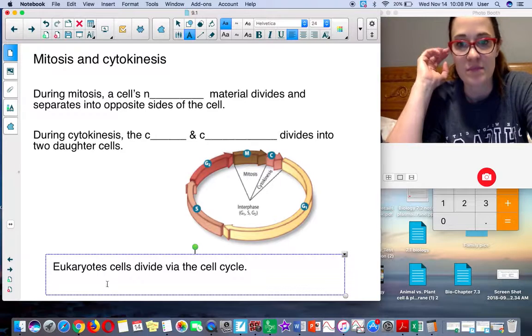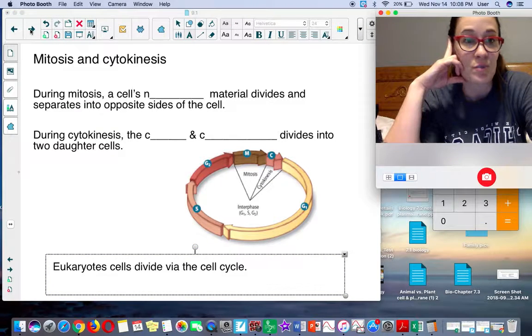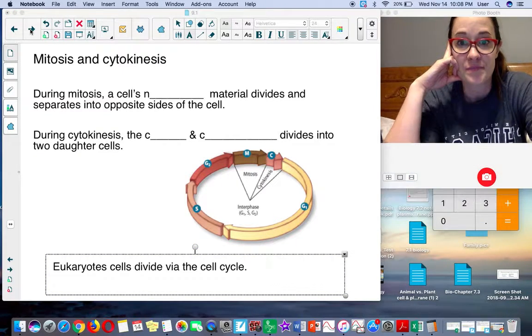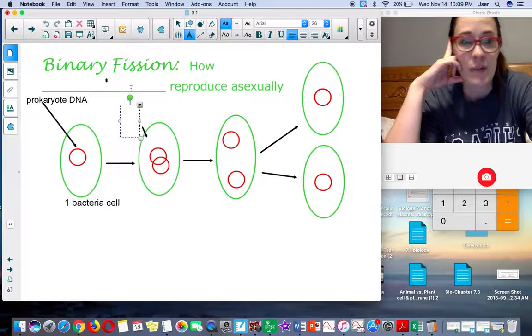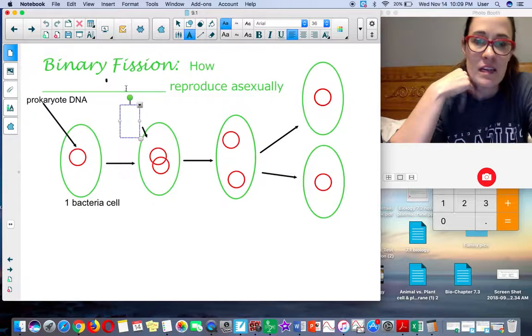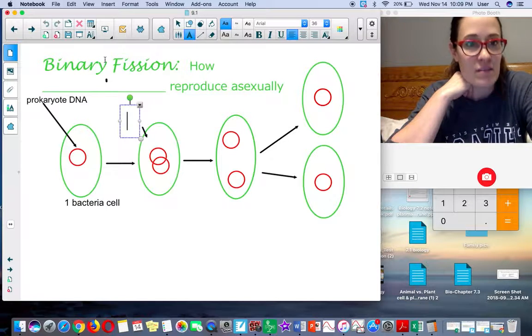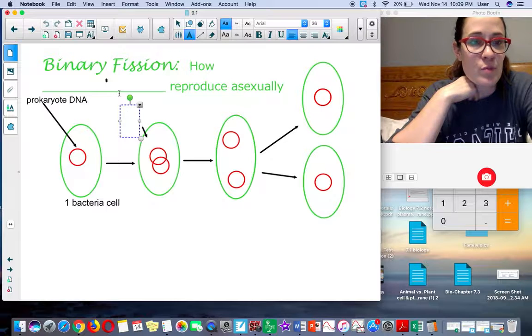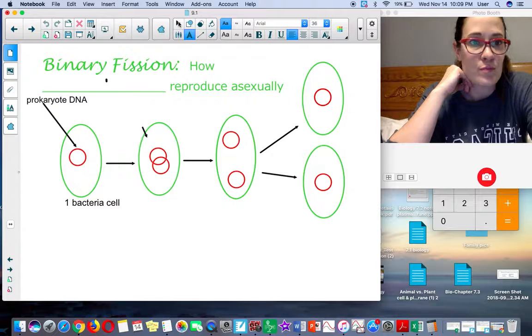Division of the cytoplasm. Eukaryotic cells divide via or by the cell cycle. Eukaryotic cells, so plant and animal cells. Bacteria or other prokaryotes, and I realize you might need to darken this in, reproduce asexually by something called binary fission. Binary fission. Prokaryotes reproduce asexually this way. They do not go through the cell cycle.